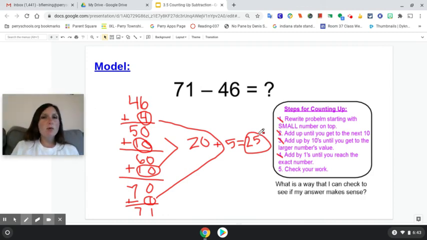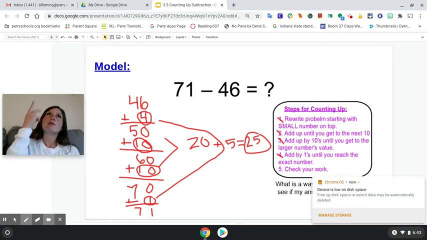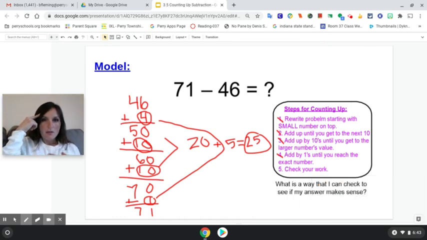And so this is kind of what I would do in my brain, right? In my brain, I would say, okay, 46, 47, 48, 49, 50. All right, 50, 60, 70, and then one more, 71. So I'm adding that up in my brain, okay? But now I'm showing you that here on my paper. And that's kind of what I want you to do: how would you do that if you were counting in your brain? If you didn't have paper and pencil, how would you be able to solve that? That's what I want you to do here.